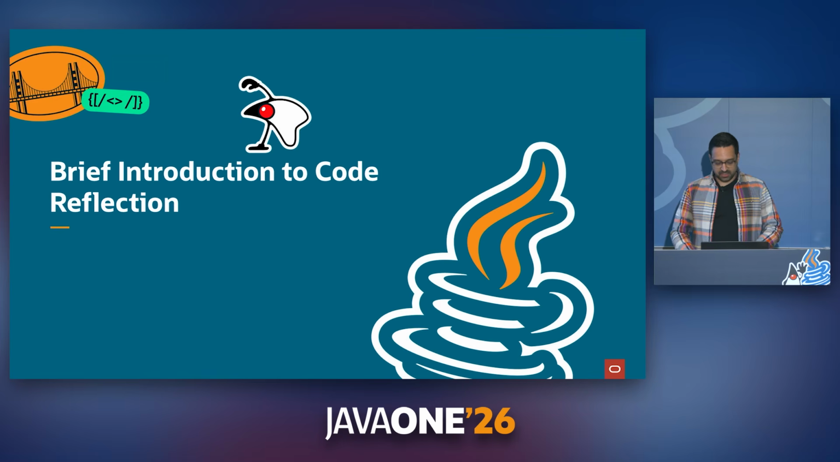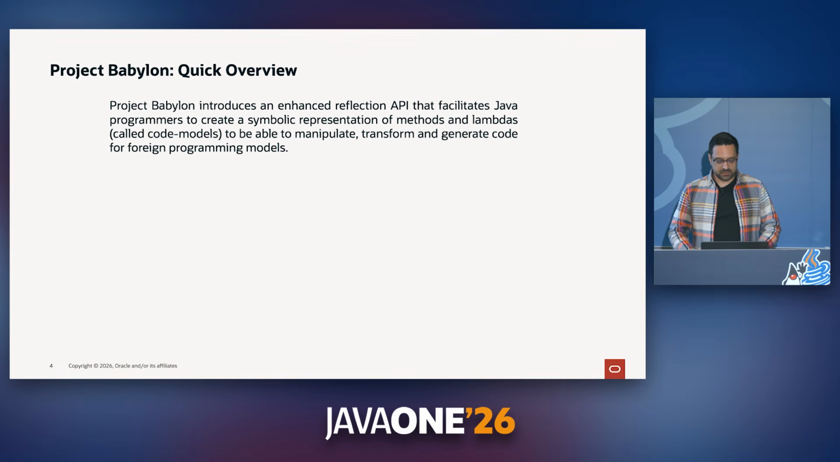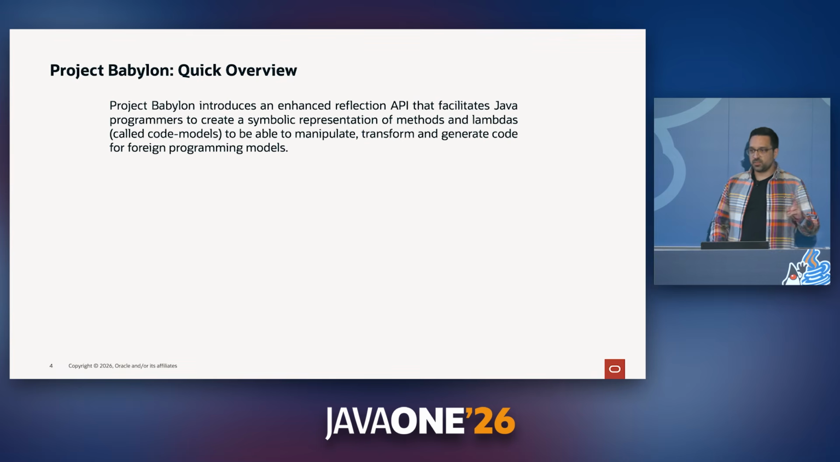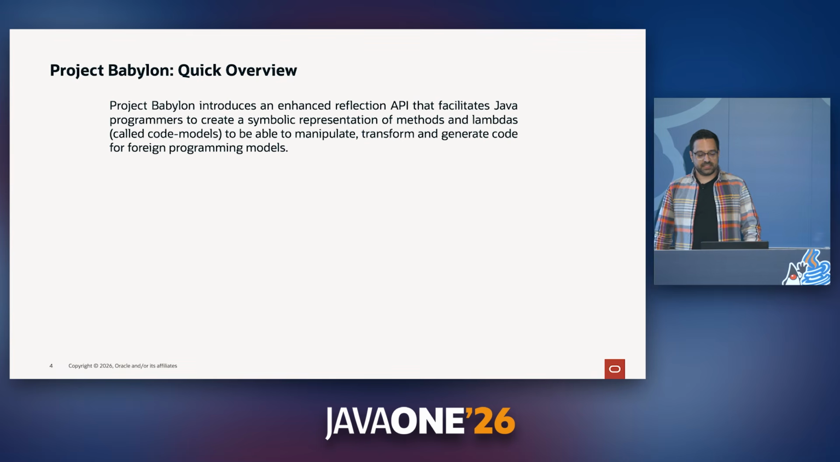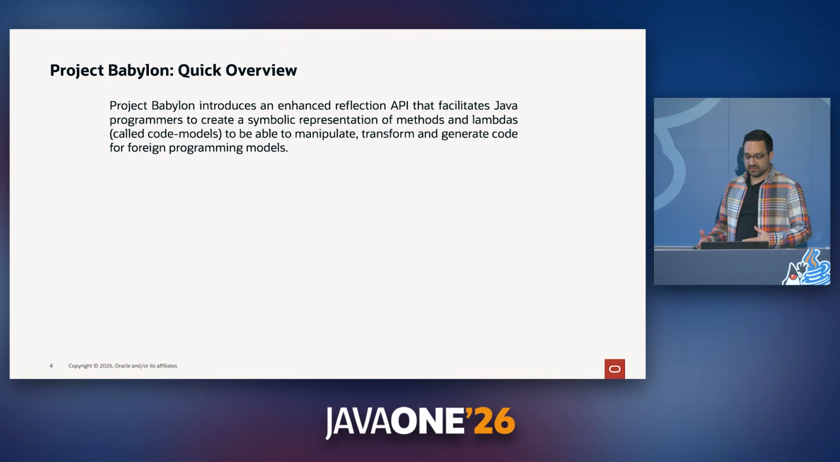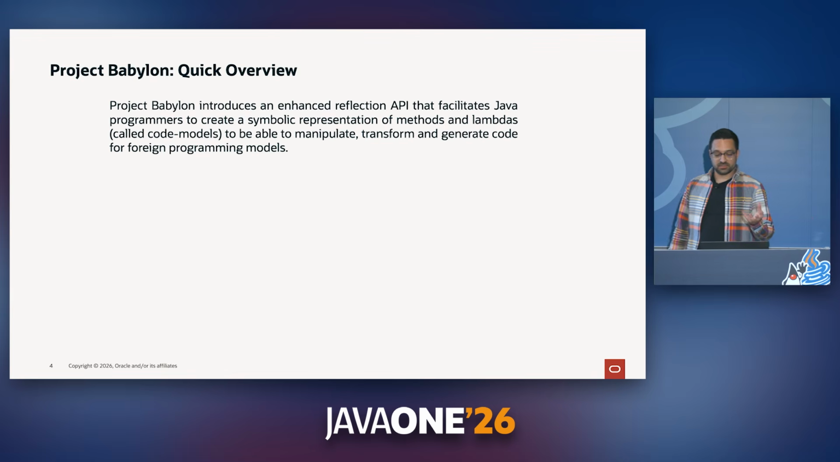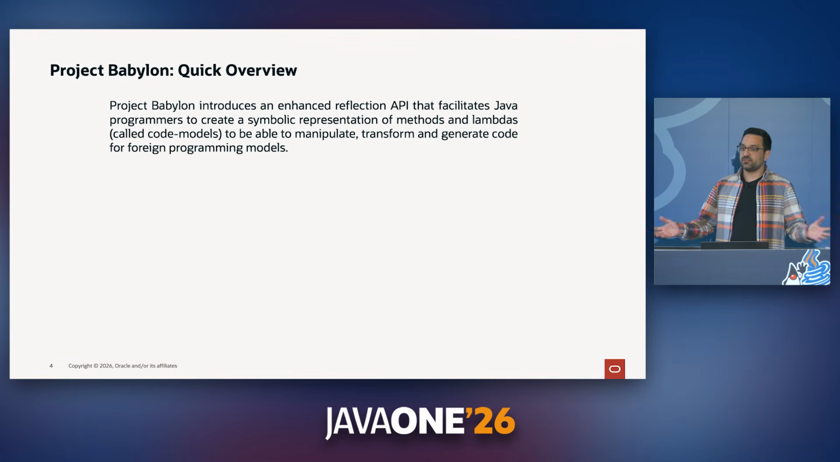So let's get started. Core reflection and Babylon. What is Babylon? Babylon introduces mainly 2 things. The first is a core reflection API that helps Java programmers create a symbolic representation of Java code, Java methods, and Java lambdas. That symbolic representation is what we call a code model. With this code model, you can analyze it, manipulate it, transform it to something else, or generate code for a heterogeneous programming environment, for example, for a GPU.